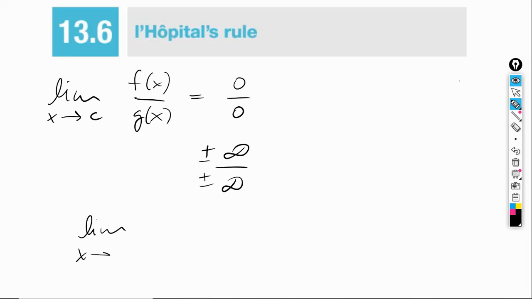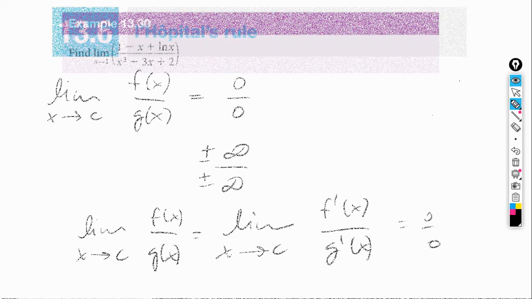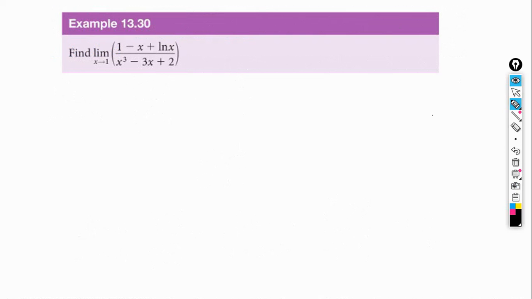which is that the limit as x approaches c of f of x over g of x is the same as finding the limit as x approaches c of the derivative of f of x over the derivative of g of x. Now, if you keep getting 0 over 0, for example, then you can do the next derivative and so forth. Okay, very well.